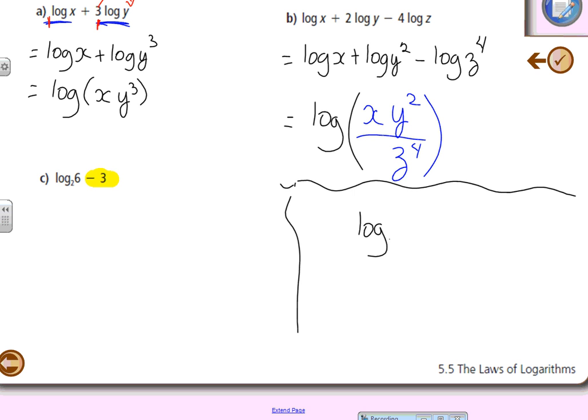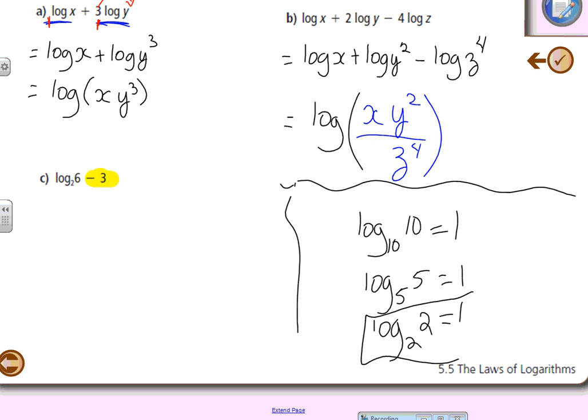Log, we'll start with base 10 of 10. This is saying 10 to the what is equal to 10? Well, 10 to the 1 is equal to 10. That equals 1. How about log base 5 of 5? 5 to the what equals 5? Well, 1. Log base 2 of 2. 2 to the what equals 2? Well, that's 1 as well. This is the one we're going to use here.